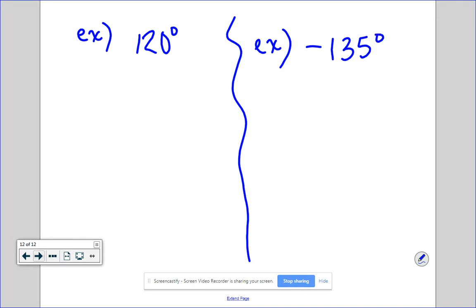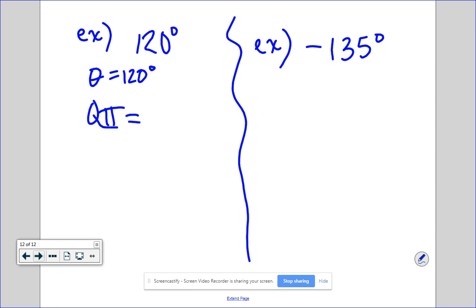All right, so we got 120 degrees. So that's basically the theta. Is that between 0 and 360? Yes, it is. So in this case, our theta is 120. So we need to figure out, what quadrant is 120 degrees in? It's in the second quadrant. So that's in quadrant 2.